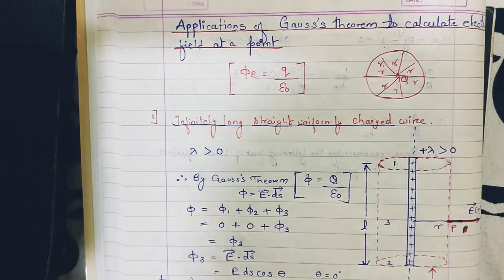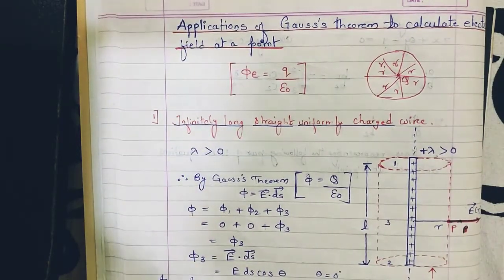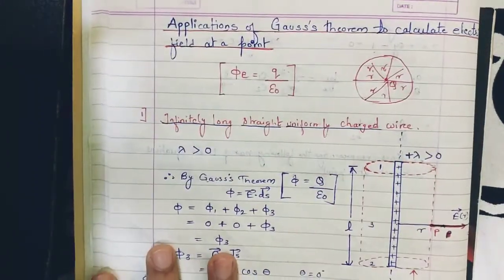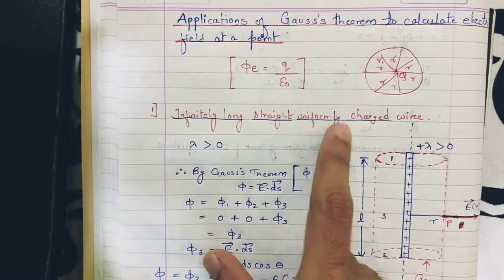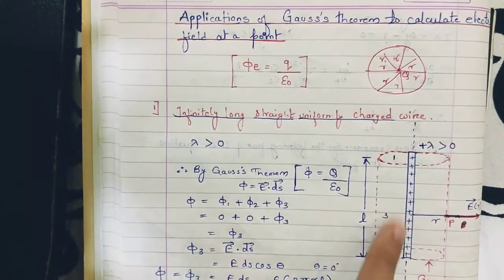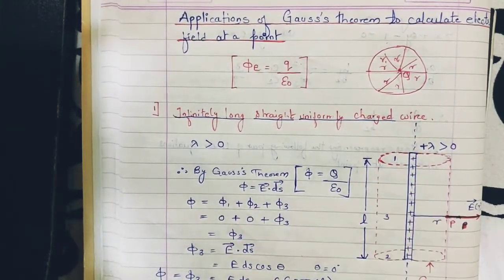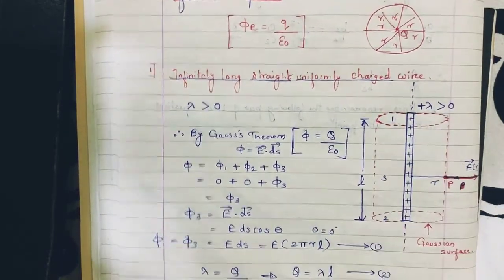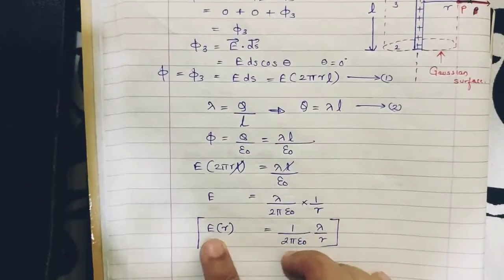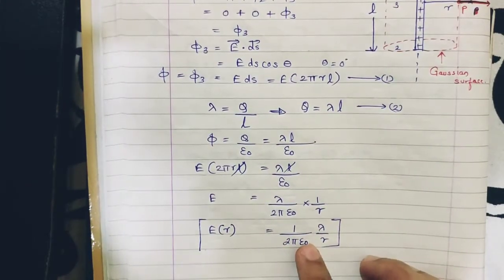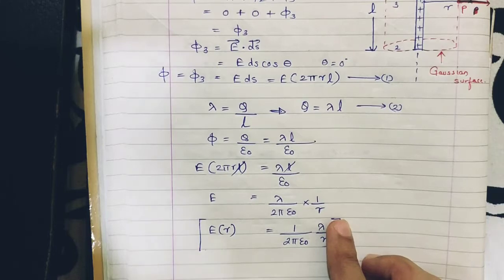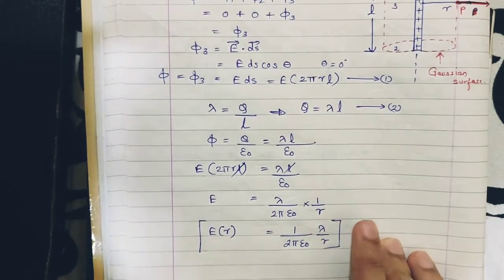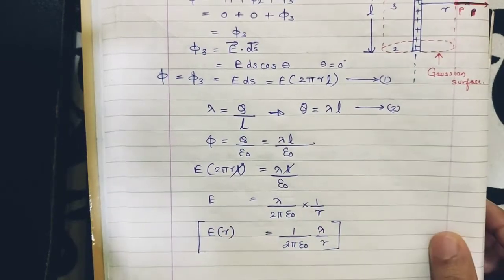Students, in the previous lecture we were looking at the applications of Gauss theorem to calculate the electric field at a point, in which we had seen the first application, that was for an infinitely long straight uniformly charged wire, wherein we found out the electric field at a point due to this charged wire, and the final expression was 1 upon 2 pi epsilon naught lambda upon r, where lambda is the linear charge density and r is the distance at which we have considered the observation point.